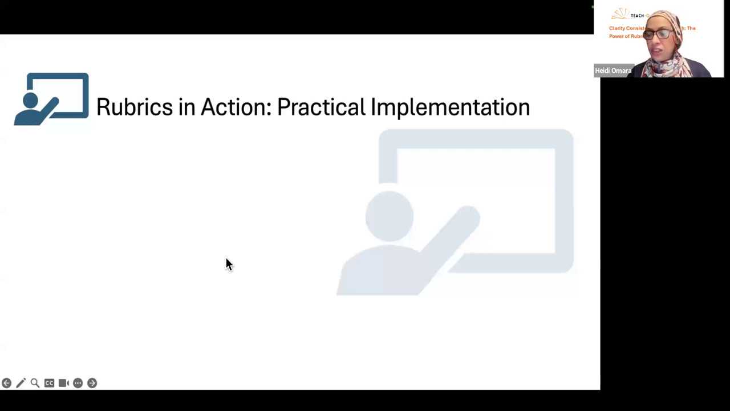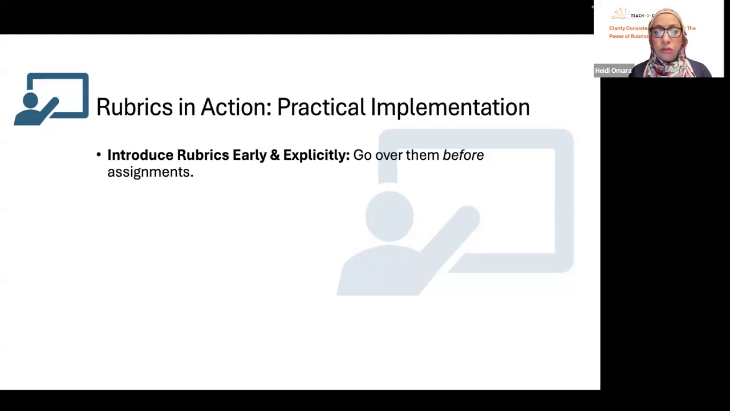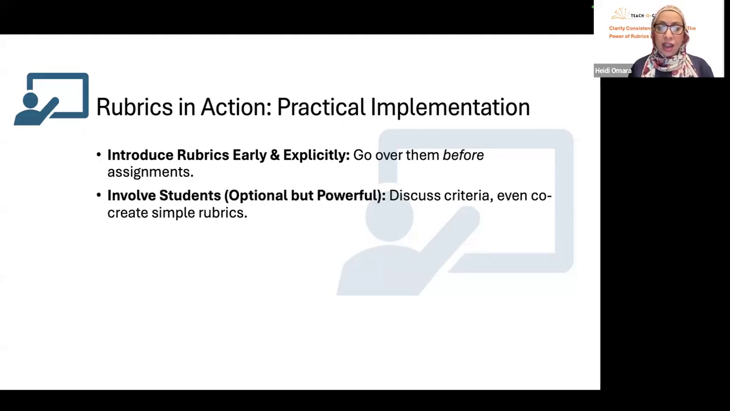So, rubrics in action. Practical implementation. What do I need to do? I need to introduce rubrics early and explicitly. So go over them before assignments. Go over them with the students. Tell them about the rubric. This is your rubric. This is how I'm going to assess you. Okay, so they have a look at it in the beginning. They know how they will be assessed.